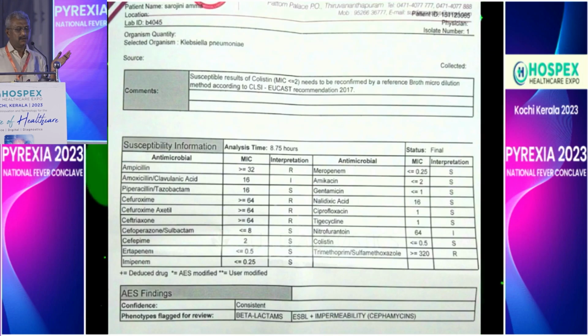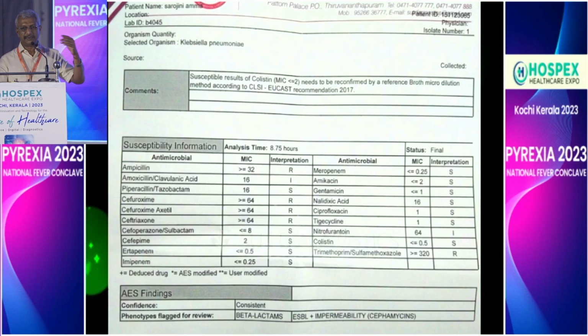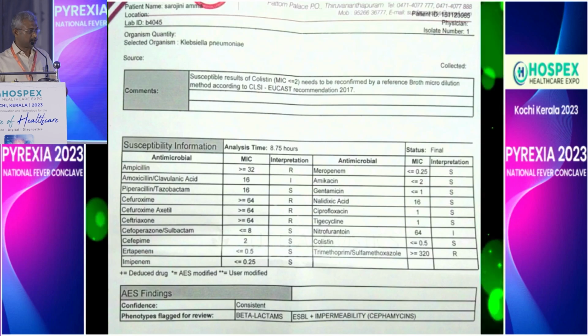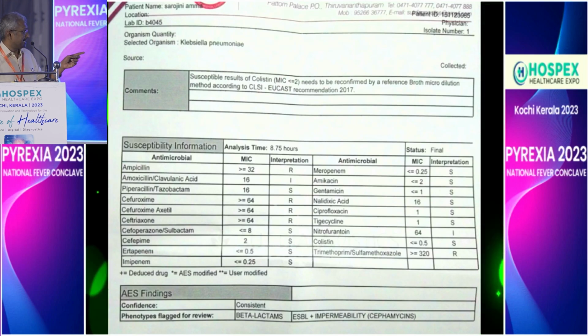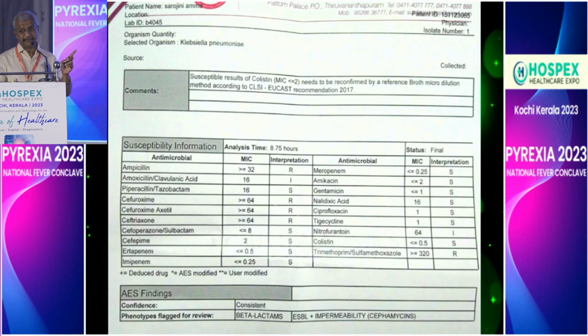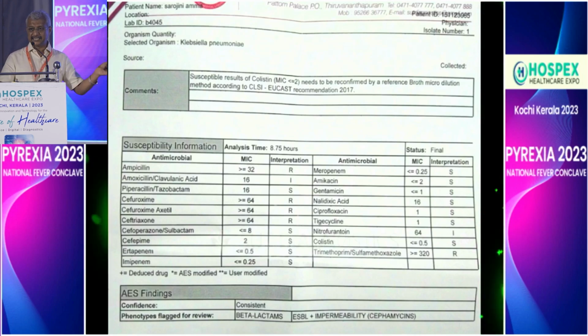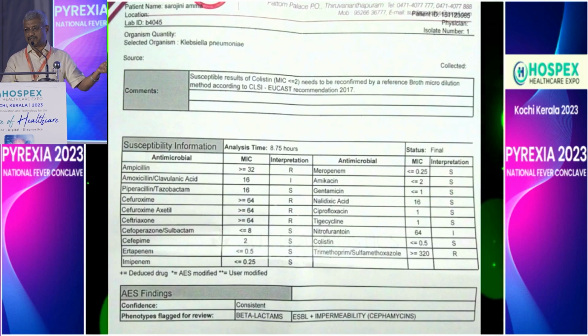Now I will look into the non-beta lactam groups in this culture report, like ciprofloxacin. Yes, it's sensitive. Now I'll look into other options like cotrimoxazole, resistant. Nitrofurantoin shows intermediate. So probably with this culture report, I will change from nitrofurantoin, which I had started before, and now put this patient on ciprofloxacin.